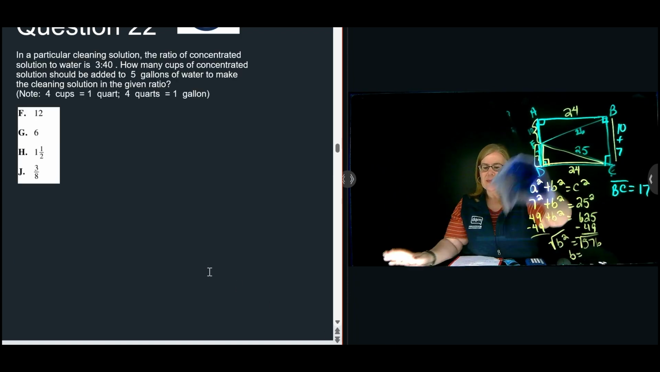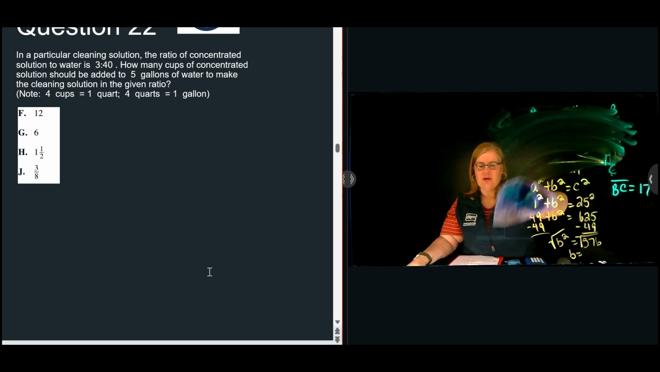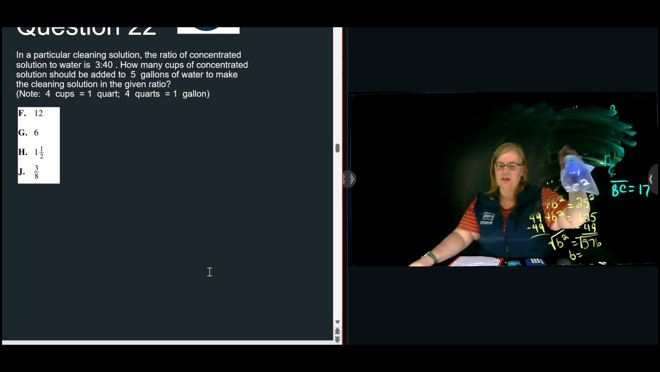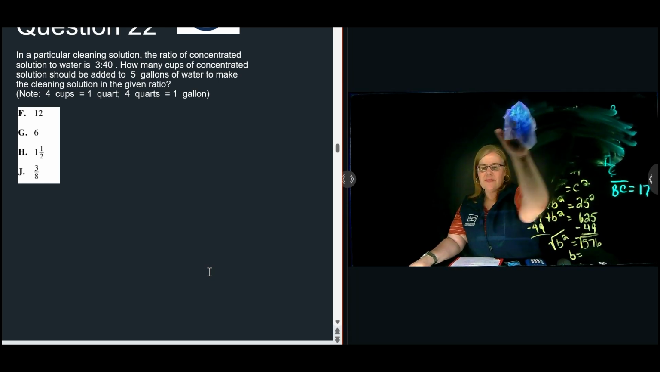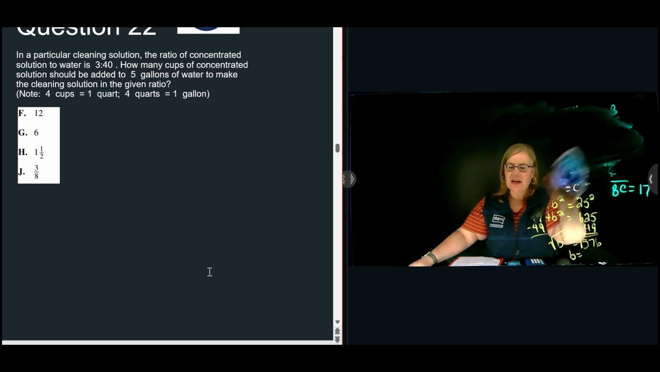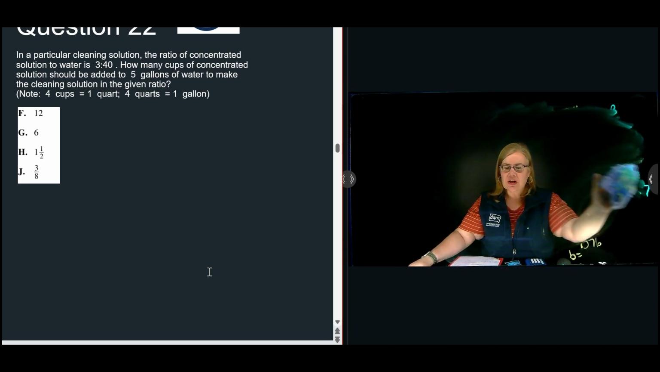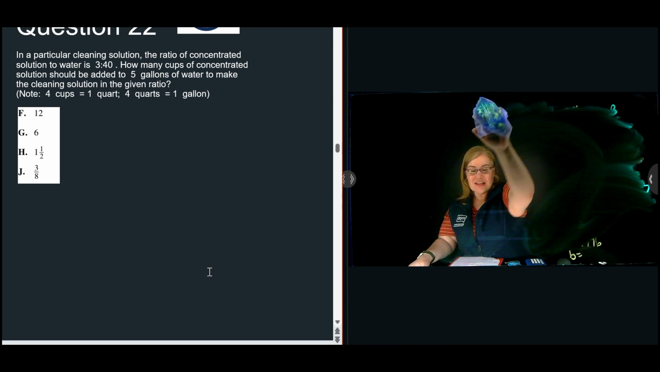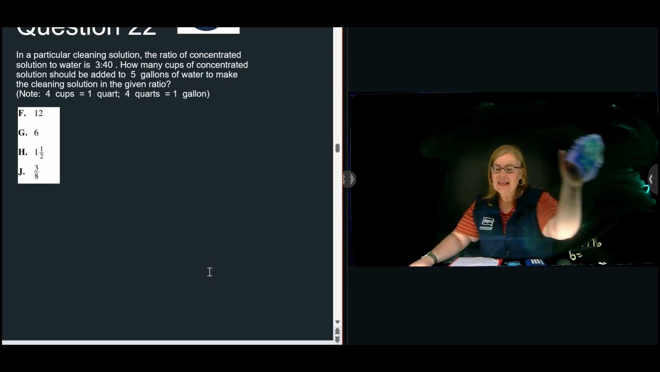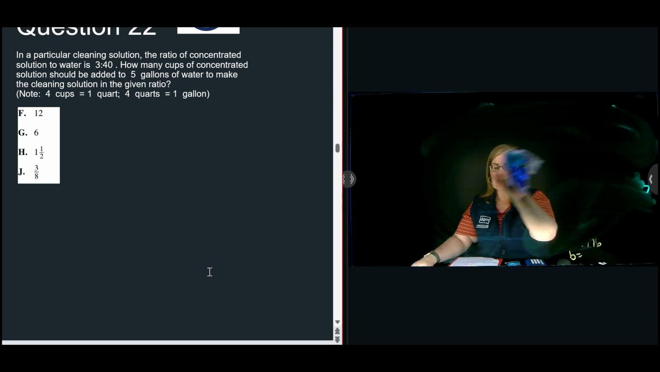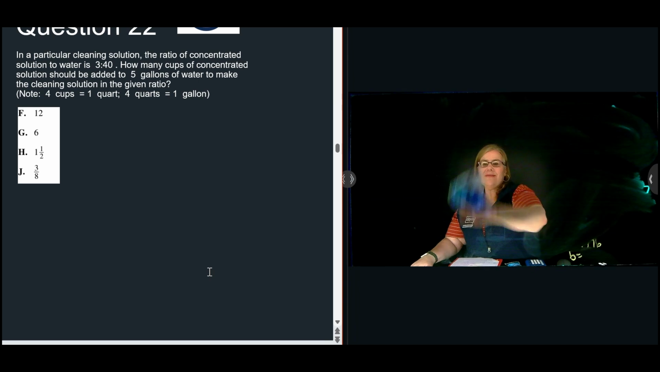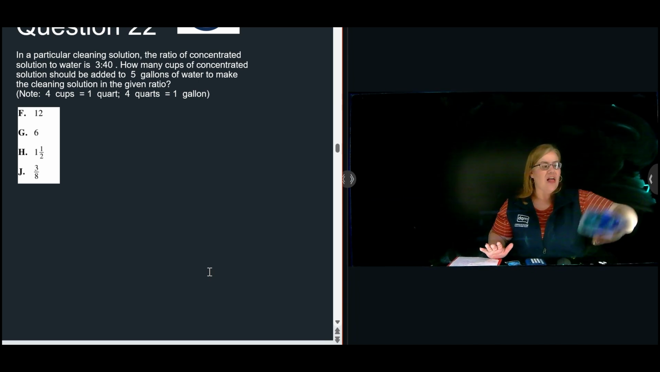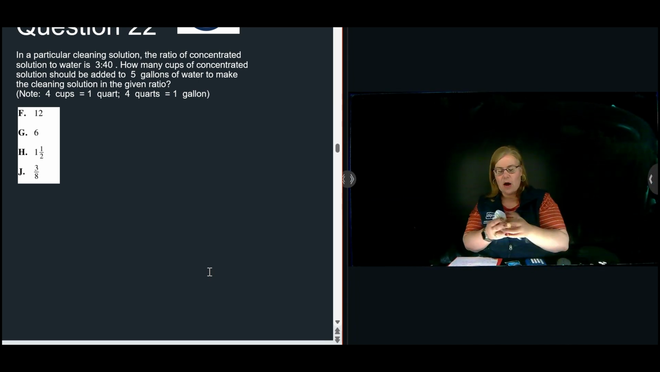And it says, in a particular cleaning solution, the ratio of concentrate solution to water is 3 to 40. How many cups of concentrated solutions should be added to 5 gallons of water to make the cleaning solution in the given ratio? Now there's a note, and we have to take consideration of these notes. They are giving them to us to help us.